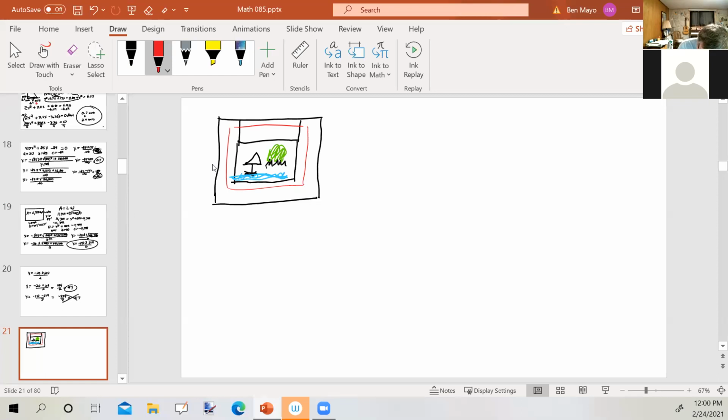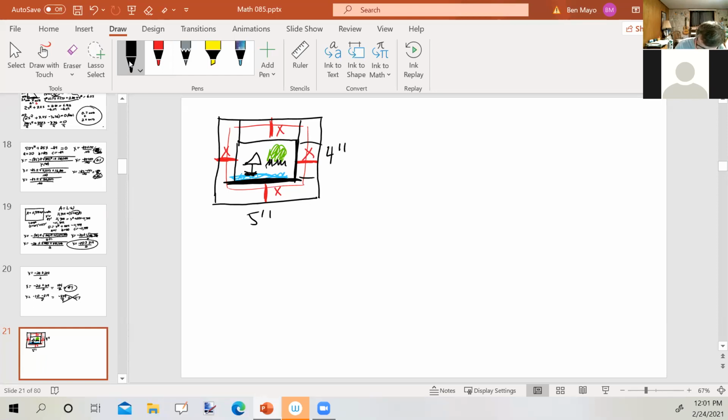So this distance is equal to that distance, is equal to that distance, is equal to that distance. Let's call that distance x. Okay, that's the width of it. Now, we're also told that the length of the picture, so this distance right here is 5 inches, and this distance right here is 4 inches.